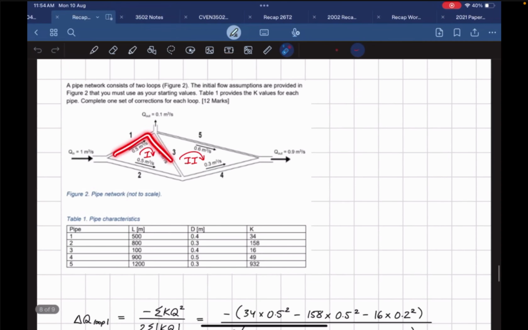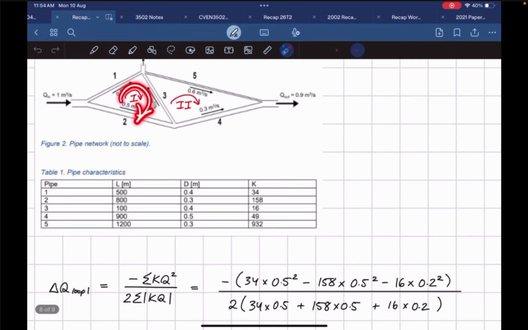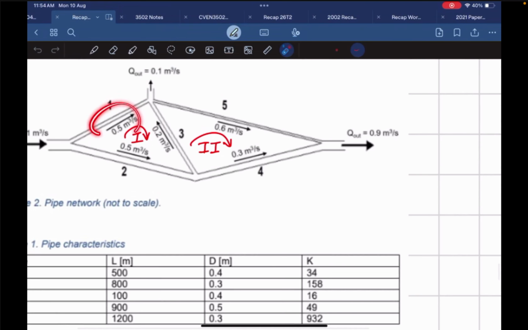For loop number 1, I'm assuming clockwise is positive, which means my flow in pipe 1 is positive. My flow in pipe number 2 is actually negative. Flow in pipe number 3 is negative as well. So that's how you do this. You just want to follow the direction of the arrow.